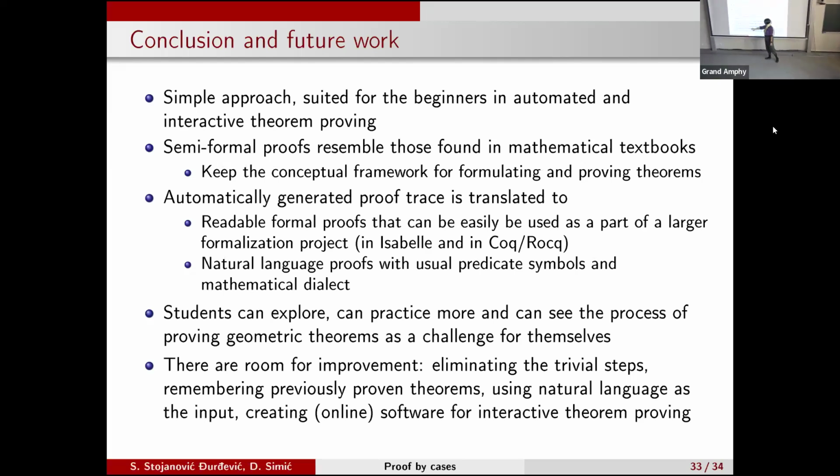Mostly, the thing that is missing is that at the current point we don't remember previously proven theorems. So that is one thing that we definitely need to add.